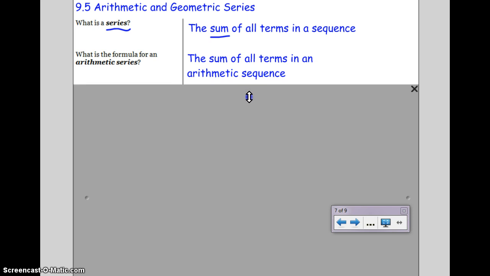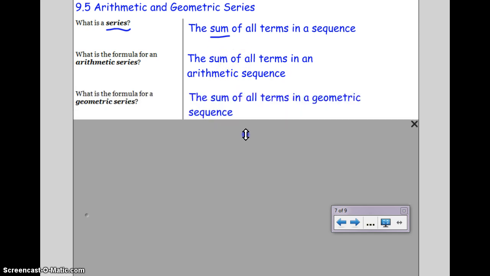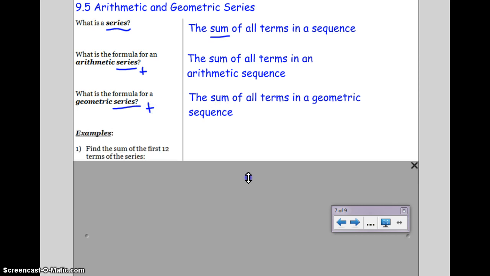So you're going to see the words arithmetic series, which is when you have an arithmetic sequence, you add up all those numbers. You're also going to see geometric series. When you have a geometric sequence, you add up all those to make a series. So the difference between sequence and series is that with a series, you add them all together, and with a sequence, you just list them all. So let's take a look at an example.